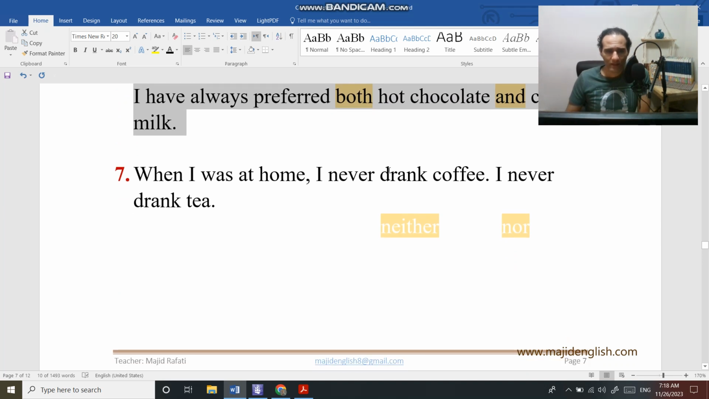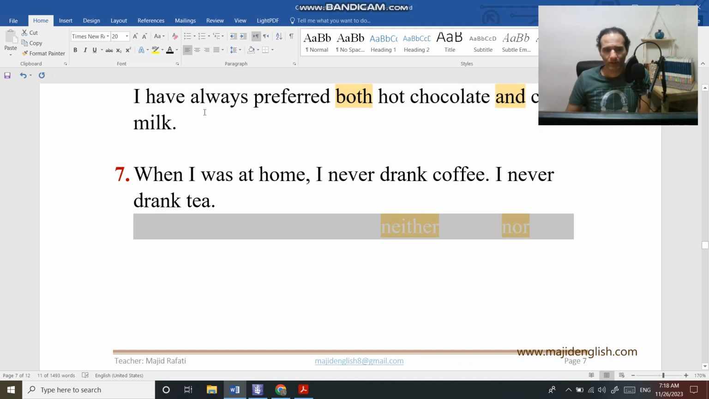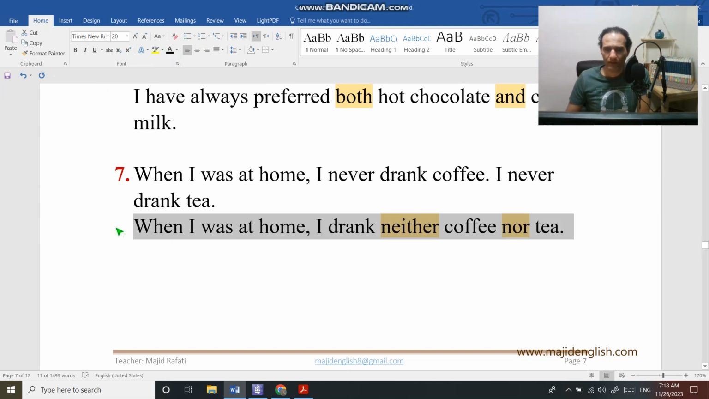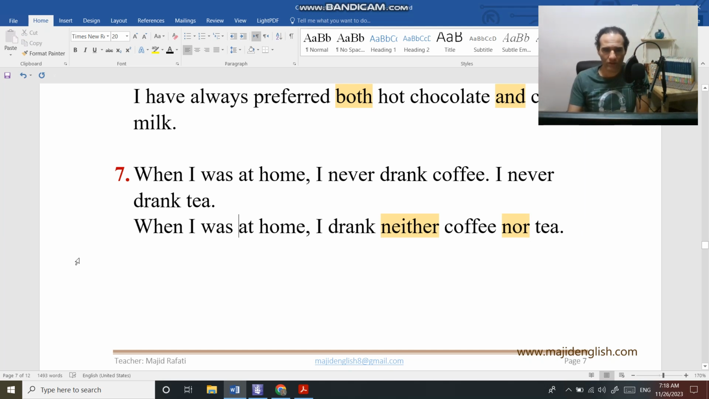When I was at home, I never drank this one, I never drank that one. So the combination of two negatives means neither nor. When I was at home, you say, I drank neither this one nor that one. Why? The verb in neither nor is positive. The overall meaning is negative. When I was at home, I drank neither word nor word. Parallel, the verb is positive, the overall meaning is negative. So everything regarding neither nor is this one.